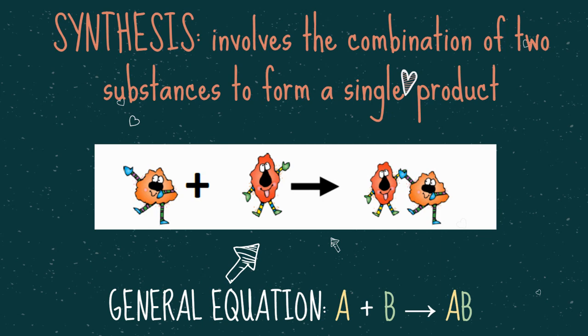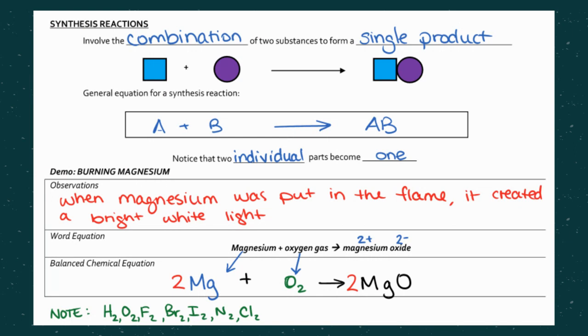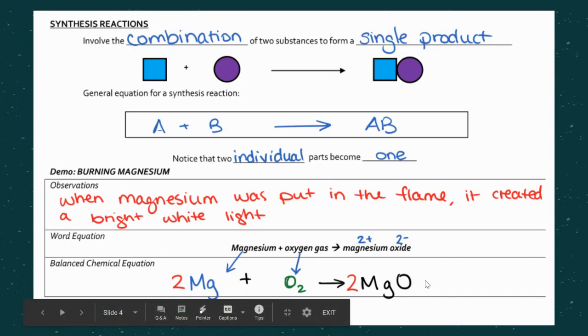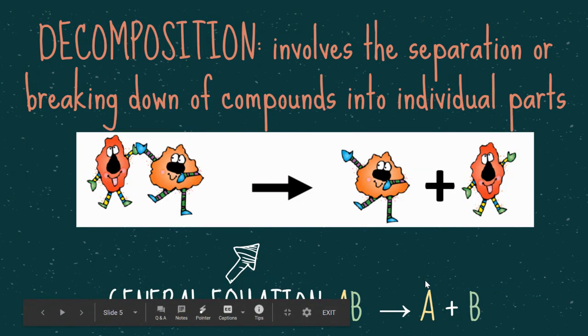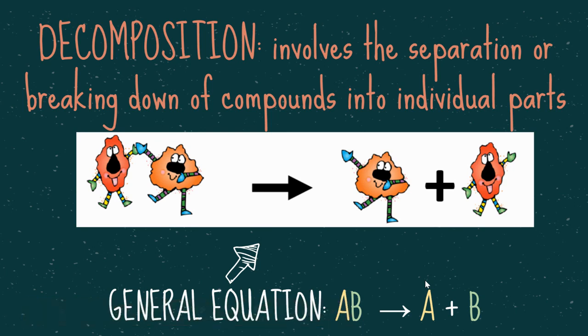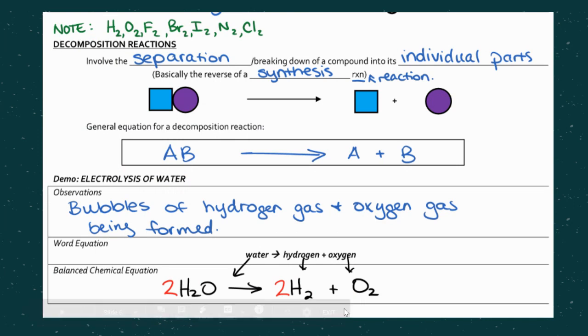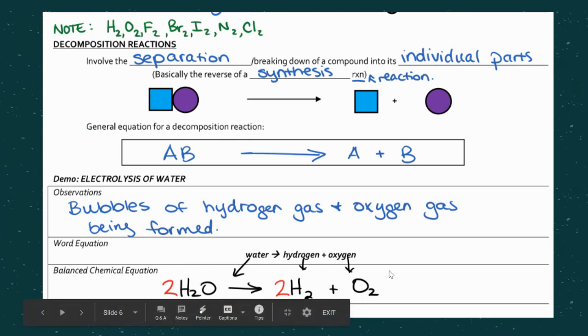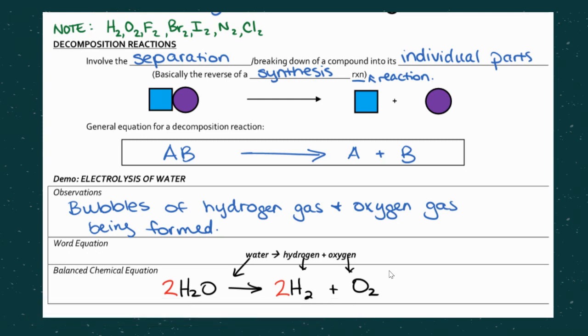Synthesis involves the combination of two substances to form a single product. So for example, last class we were talking about how we could take magnesium and oxygen to form magnesium oxide. So just having the two single elements combined to form a compound. And decomposition is just the opposite, separating or breaking down compounds into the individual parts. And so last class, we looked at a video where they took water and passed electricity through it to break it into the individual components, hydrogen gas and oxygen gas.